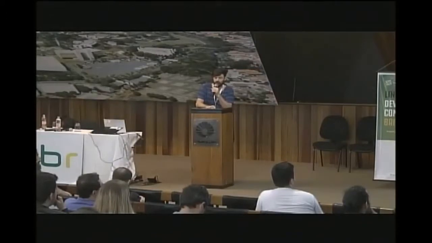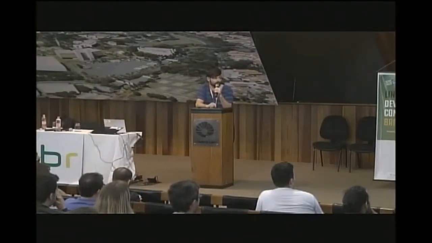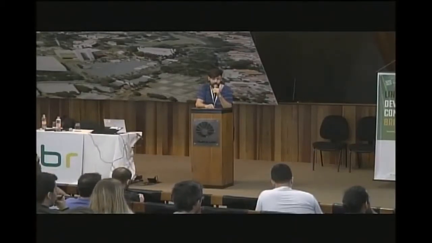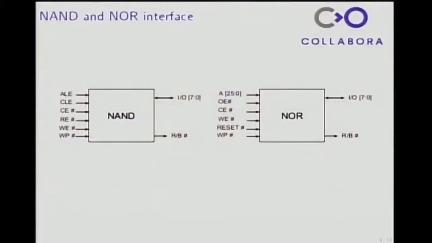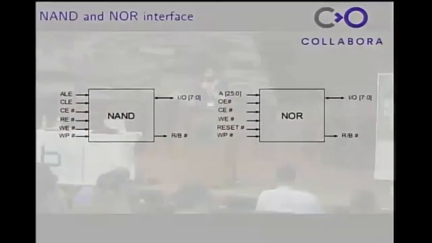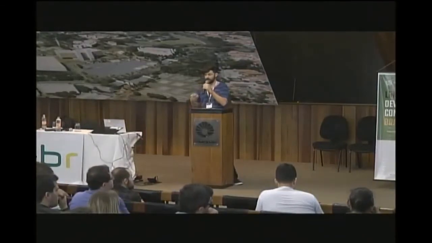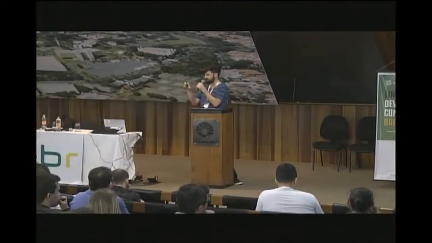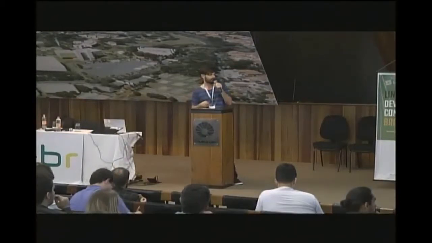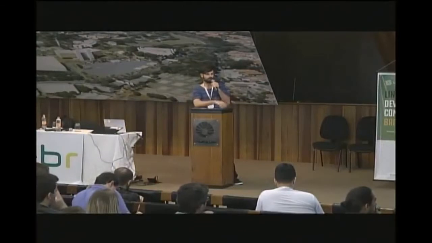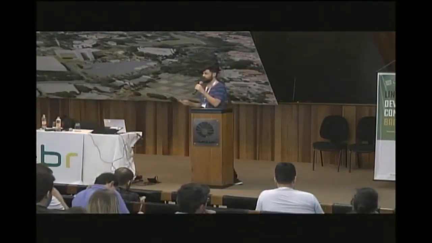Okay, let's talk about the interface of NOR and NAND. As you can see there, NOR chips have an address bus, a very large bus. It's like 26 lines, and then you have the eight-line data bus. So that means a lot of pin count. Let's just forget about the control pins. We don't care about those. The chip is going to be very large. It's going to have a lot of pins. And for space reasons, that's going to be undesirable. So for that reason, NOR is not so much used in modern days.